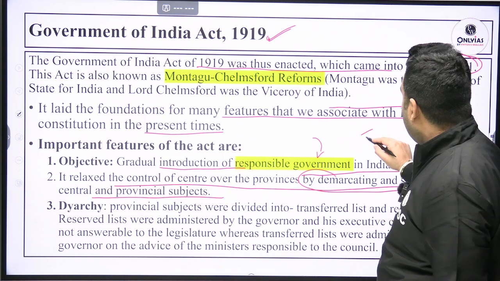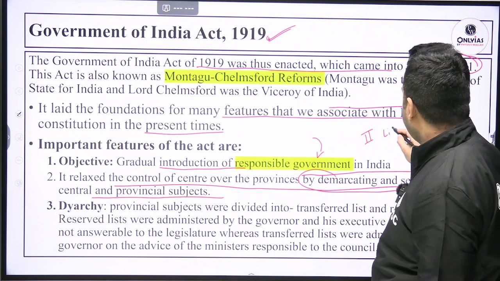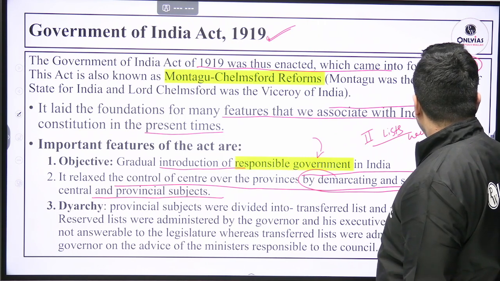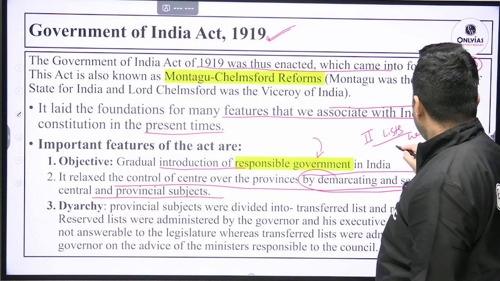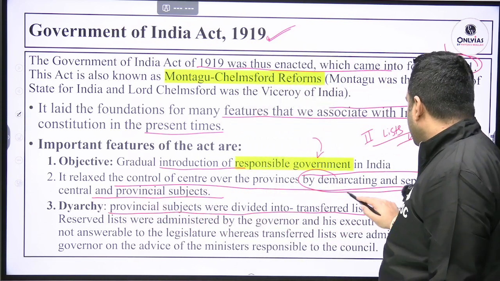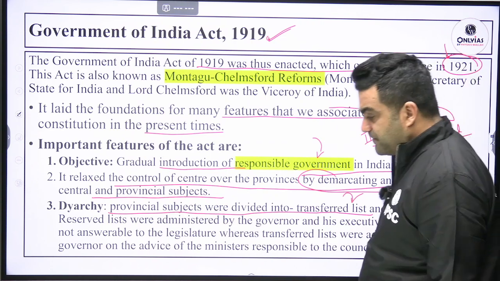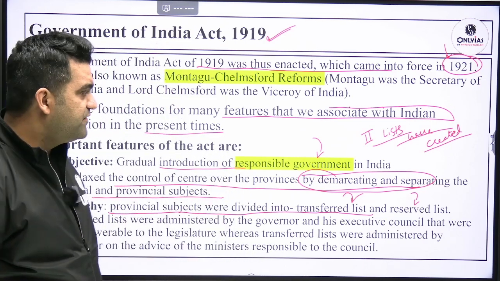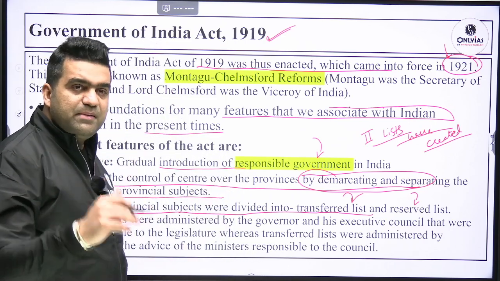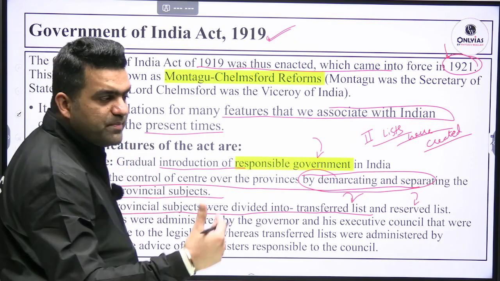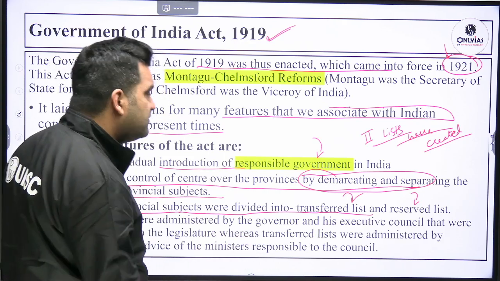It relaxed the control of the center over the provinces by demarcating and separating central and provincial subjects. So two lists were created. Diarchy: provincial subjects were divided into transferred list and reserved list. Reserved list subjects will be kept by the governor, by the Secretary of State, and transferred subjects would be left to the Indians, to the councils.